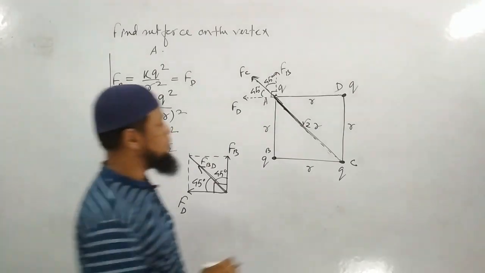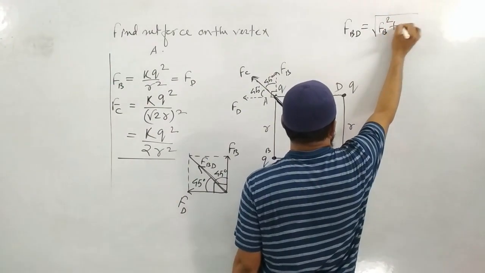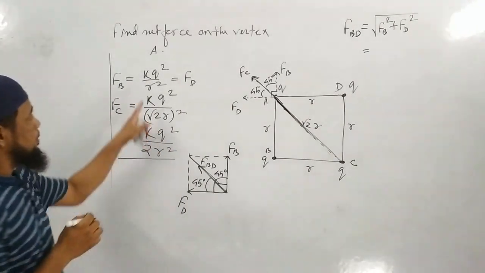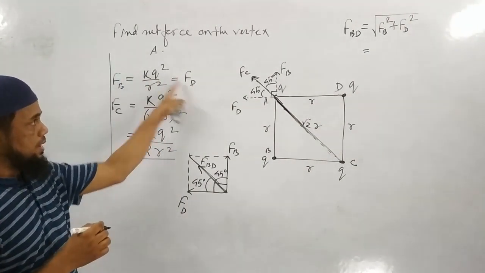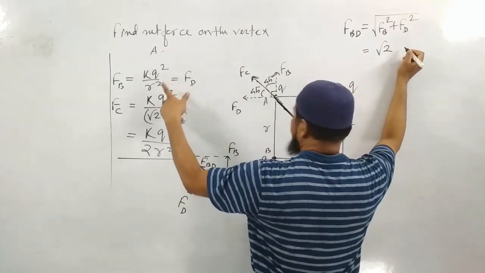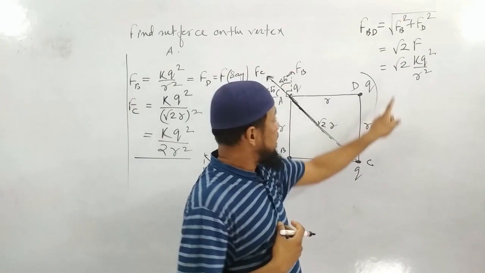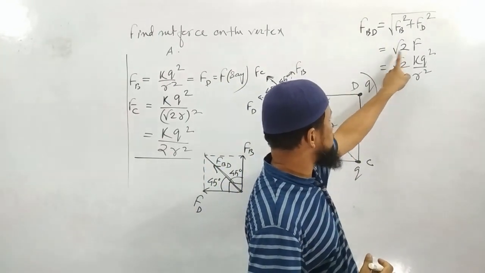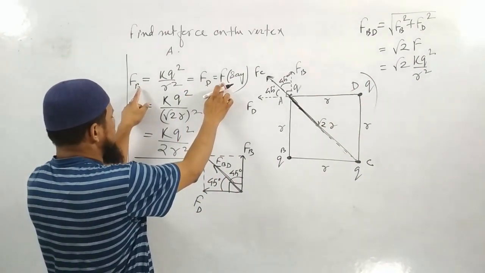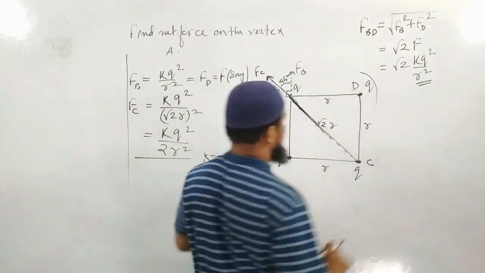First of all, let me calculate what is FBD. FBD is nothing but the square root of FB square plus FD square. Both are equal in magnitude, so the resultant will become root 2 FB or root 2 FD, whatever it is. Let me call this equal to F. So FB is F, this is also F, and FBD is root 2 F. This is what I have finally got.